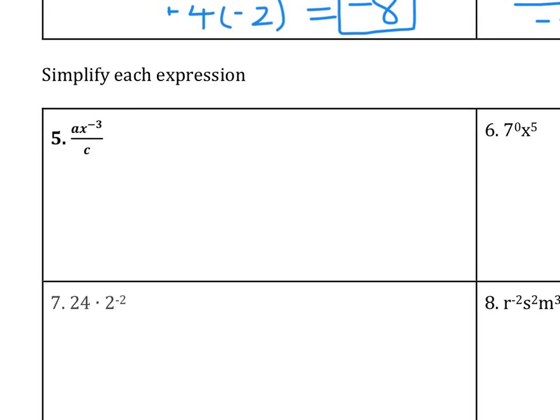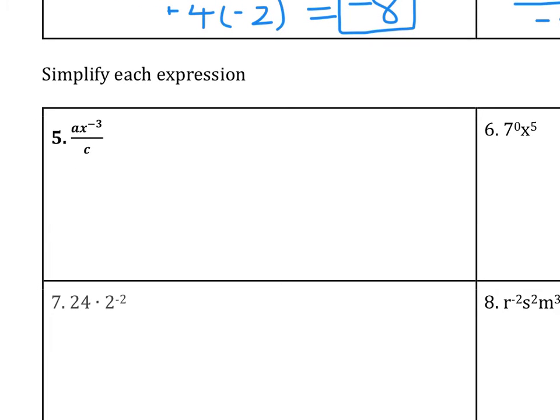Okay, you're back. So number 5, we have a fraction, so I'm going to rewrite the fraction. I'm going to circle the variables that I'm going to leave where they are because they have positive exponents. So A is going to stay here and C is going to stay there because they have positive exponents. The x to the negative 3 we can't leave there, so it needs to go on the bottom. So it goes on the bottom and it becomes positive. So we end up with A over C times x to the 3rd. And that's our final answer.